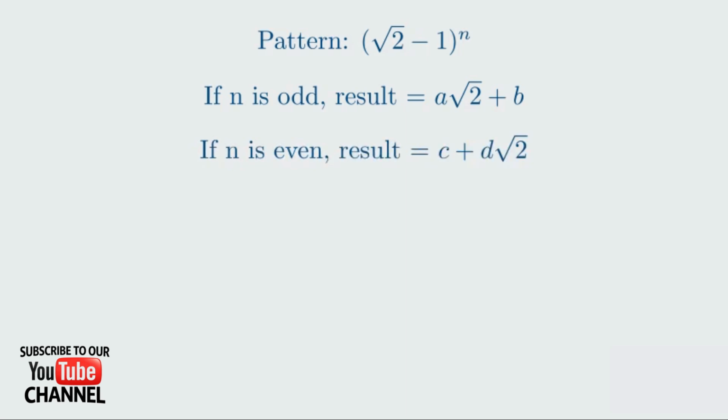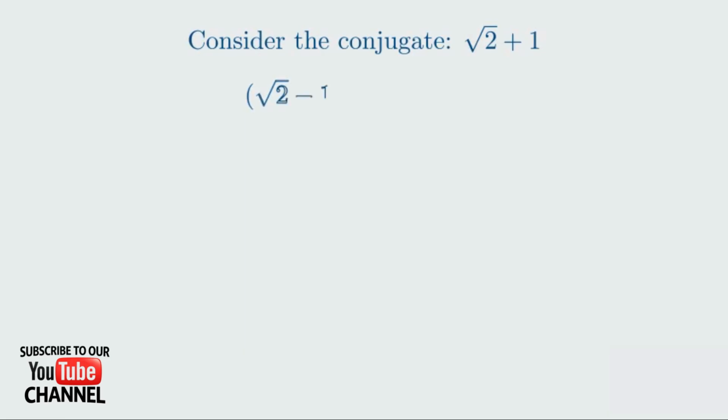Now let's revisit our expression. There's a clever way to handle this, which involves another similar expression. Let's consider the expression square root of 2 plus 1. This is the conjugate of square root of 2 minus 1. Now, let's multiply our expression, square root of 2 minus 1 to the power of 10, by its conjugate, raised to the same power, square root of 2 plus 1 to the power of 10. Using the exponent rule, a to the n times b to the n equals ab to the n, we can combine the terms inside the parentheses.